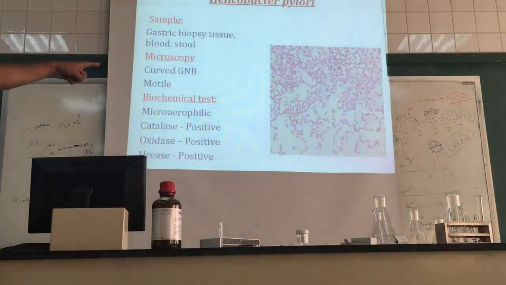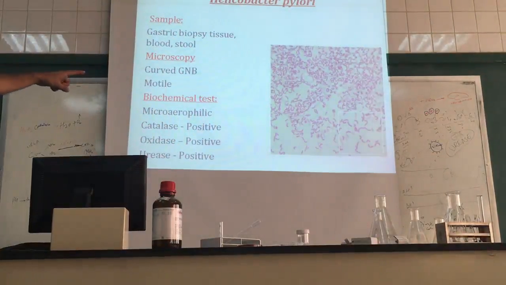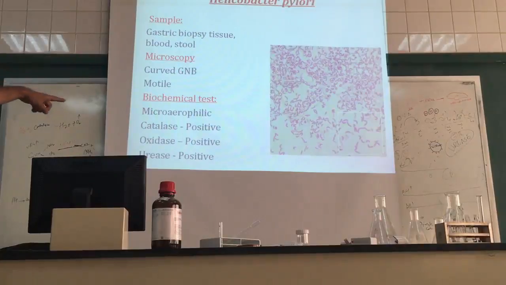So this microbe is a gram-negative bacillus, it is motile, microaerophilic. What is microaerophilic? Remember these small terms. It needs a trace amount of oxygen to survive, a little amount of oxygen. But if oxygen is not present, it will die.